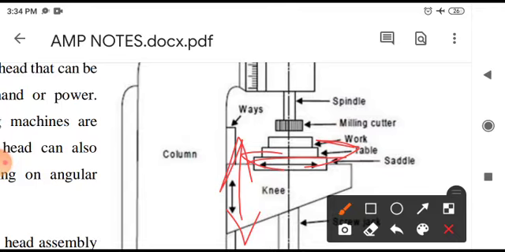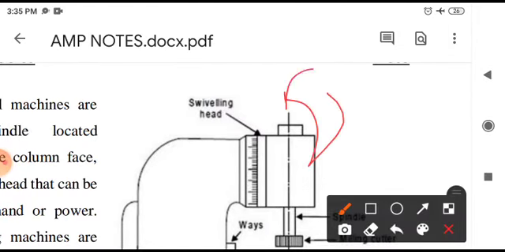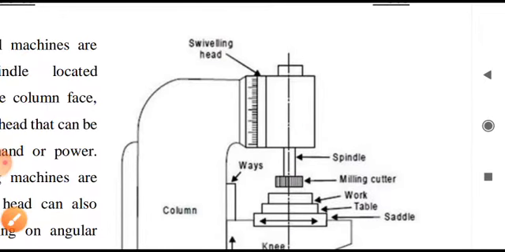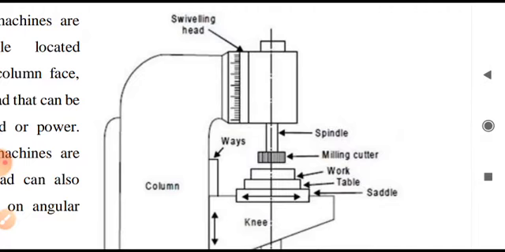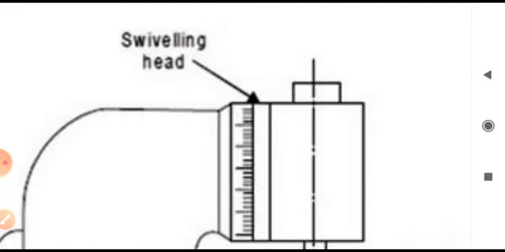Okay, then this spindle is there. Ways are there. Ways are actually guiding this knee to go up and down. Then spindle, swiveling head, that means it can rotate. This can rotate about this to give more degrees of freedom. Then prime mover is there, giving the power to the spindle and this milling cutter. Again observe properly. You can see the swiveling head.